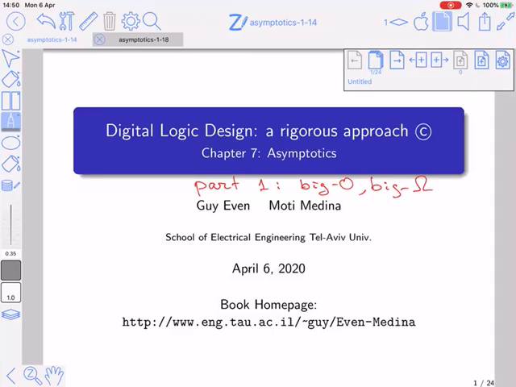Hello. This lesson covers the first part of Chapter 7 on asymptotics. In this part, we discuss the big O and big omega notation. I revised the material, so the material is not quite identical to the textbook. I hope to update the textbook in the near future. Let's start.